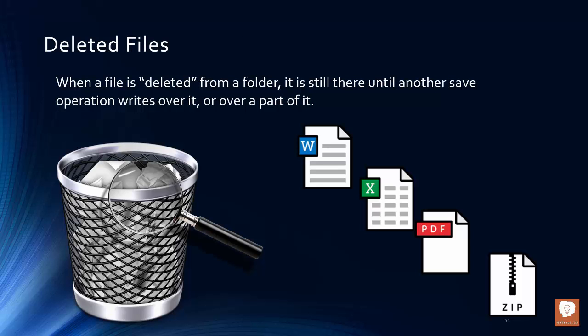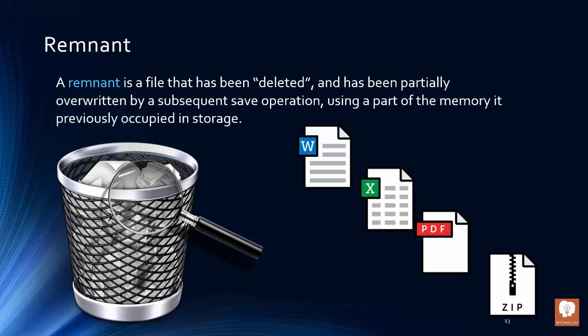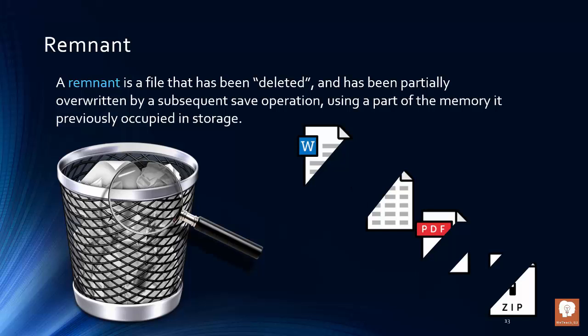There are two terms that are used to describe files that remain, but are somehow lost from normal access. The term remnant refers to an entire file that is still intact, but whose address is missing from a lookup table or folder content list. A related and similar term, remnant, indicates a portion of something that remains, not the entire thing. This would be a file that was deleted and whose memory has been partially overwritten by another file being saved, and so only a portion of the original file remains. Both can be recovered by an expert in digital forensics using special digital tools.